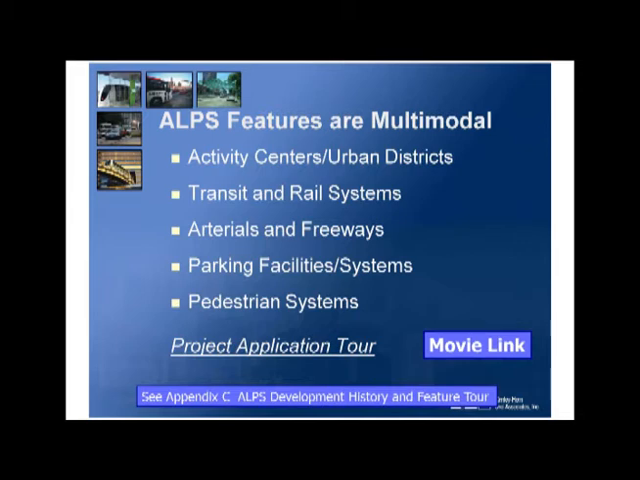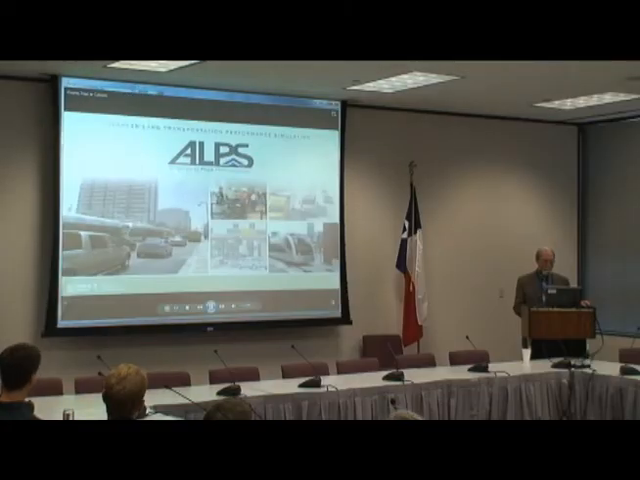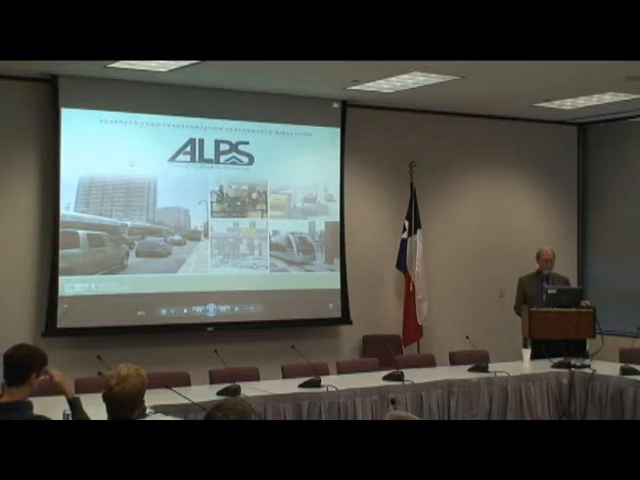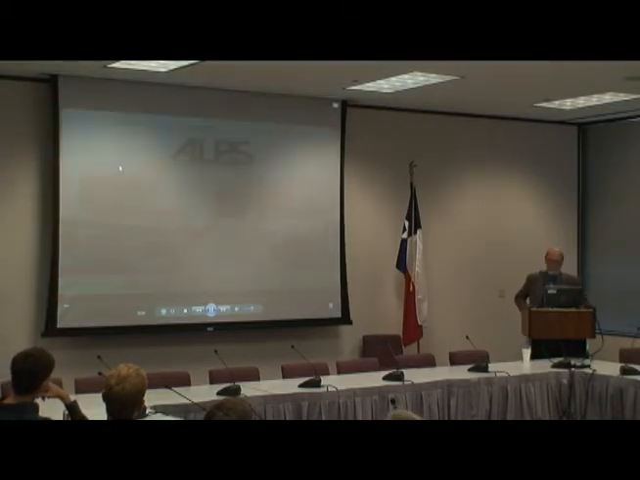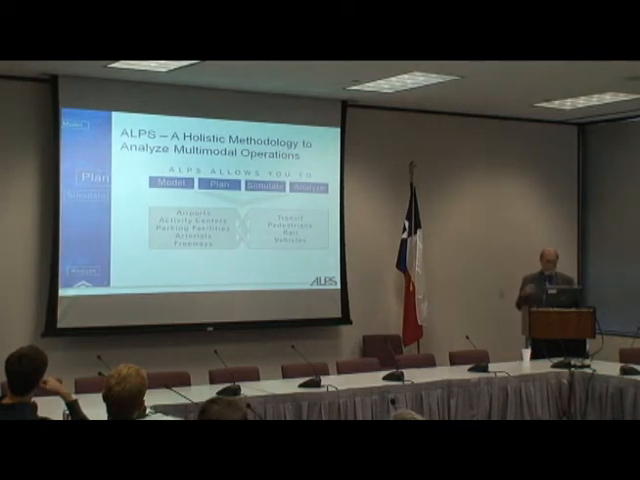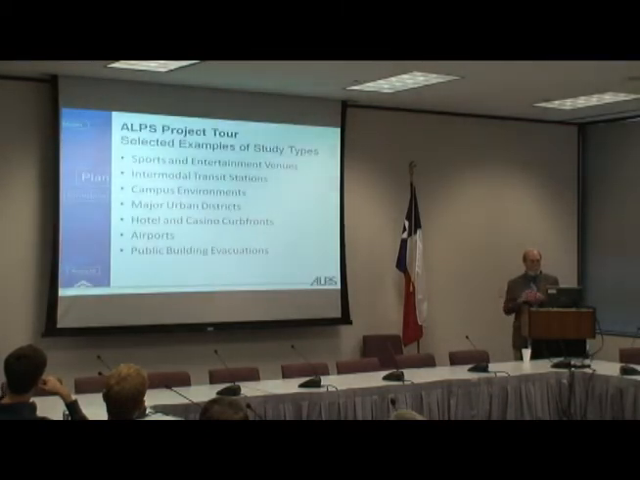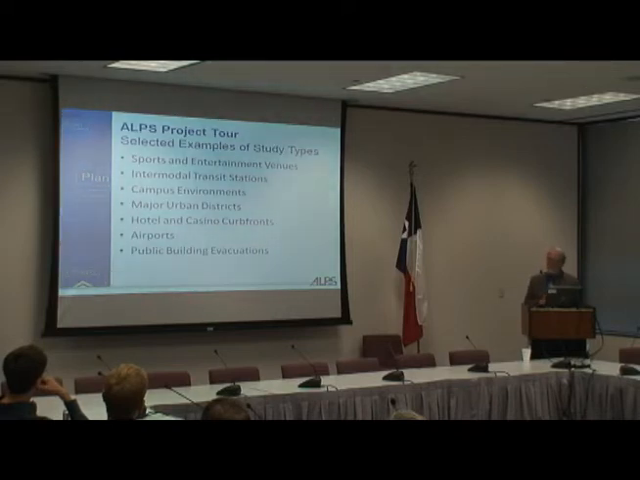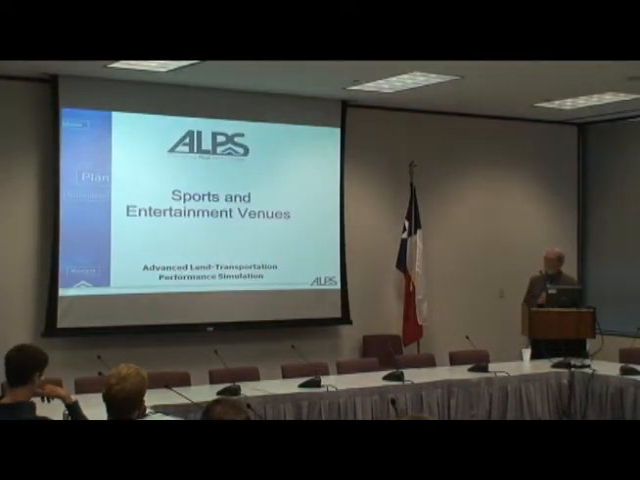Features that are multimodal, we can deal with different types of activity centers or urban districts, different types of rail and transit systems, arterials and freeways, parking facilities, pedestrian systems. I'm going to give you a project tour that is a taste of several projects. And the first graphic just shows how it can be used, everything from planning to operational analysis. This is a set of project types I'm going to talk about and show you a sampling of. And first, we're going to start out with a sports and entertainment venue.